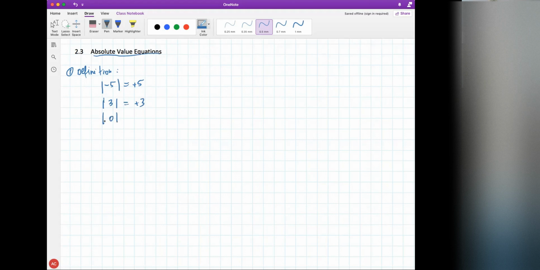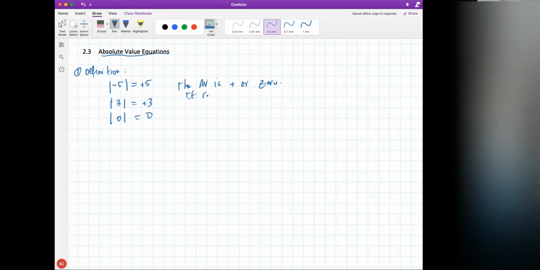For example, if you have 2 minus 2 inside, it would be 0. The absolute value of 0 is 0. So the absolute value is positive, or 0. That's right. It can't be the absolute value of something negative. It can't be negative. Okay? So that's important for today's lesson about absolute value equations.